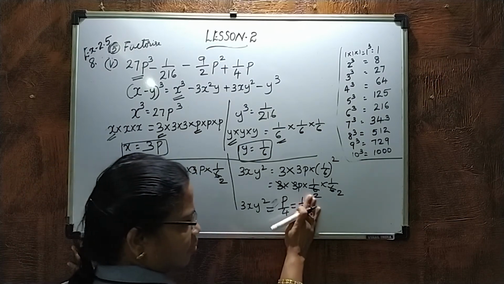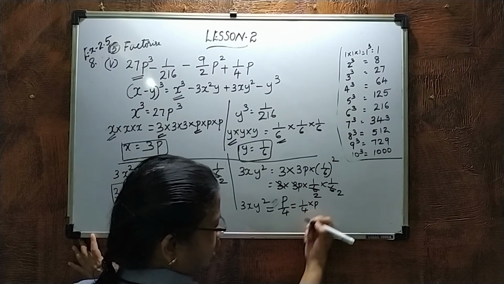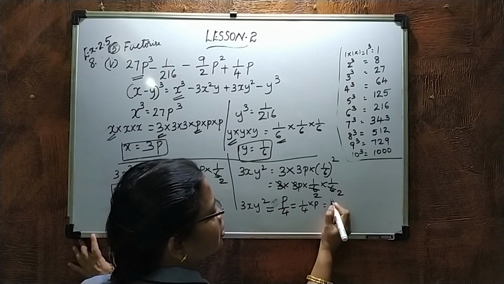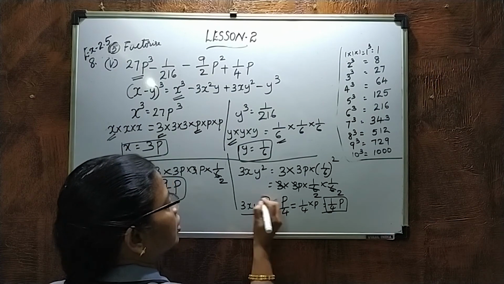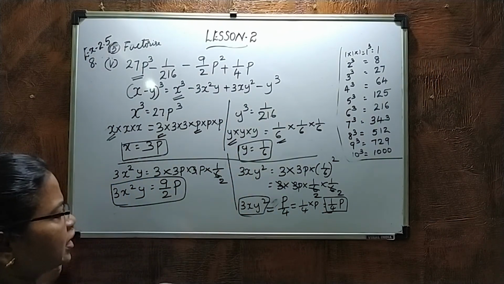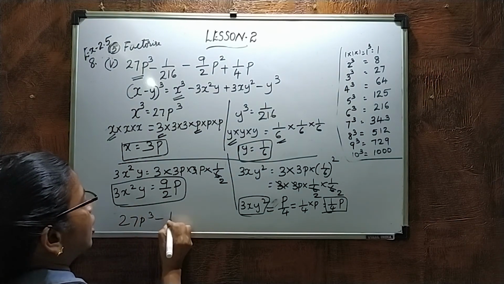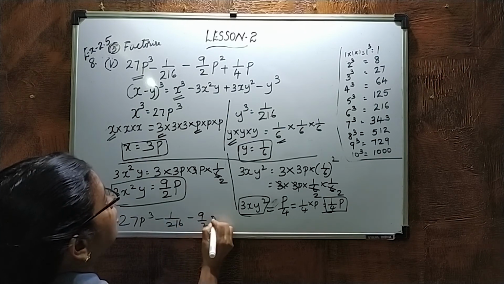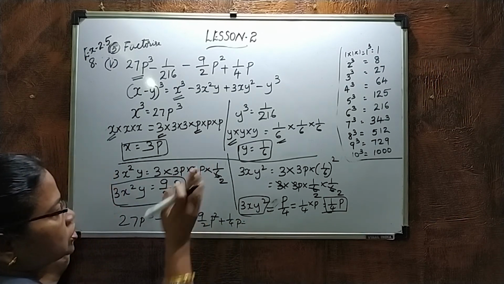Right. How will it look, 1 by 4 p? It is 1 by 4 into p. Means p into 1 is p divided by 4. That means 1 by 4 p it is. 3xy square is 1 by 4 p. So what can you say then? The question is equal to the answer: 27p cube minus 1 by 216 minus 9 by 2 p square plus 1 by 4 p. Now all the things you have to check.